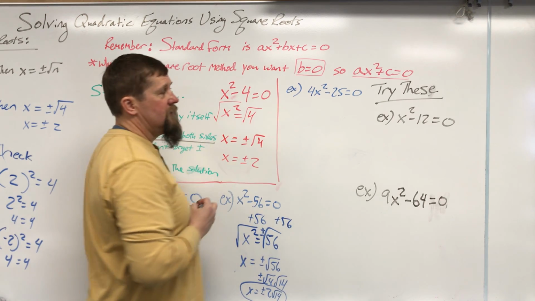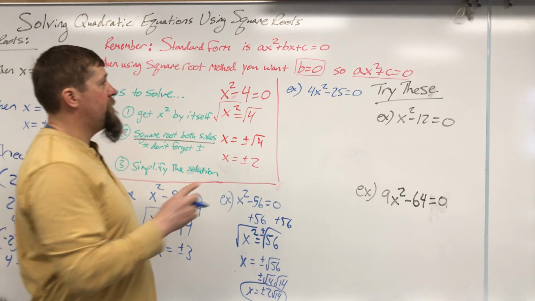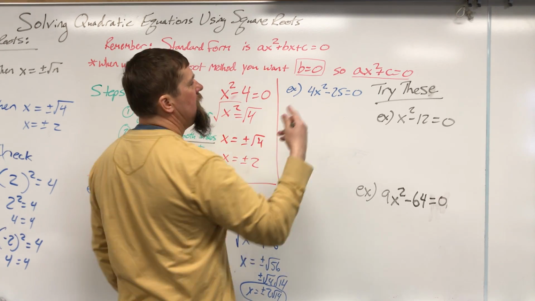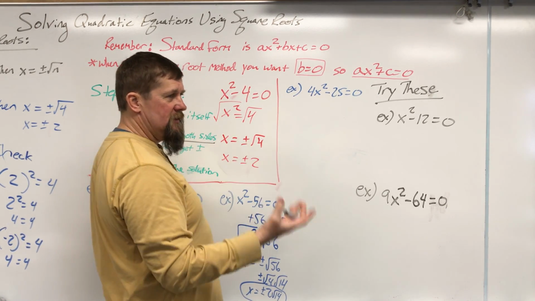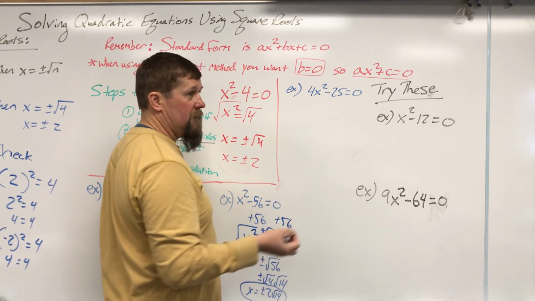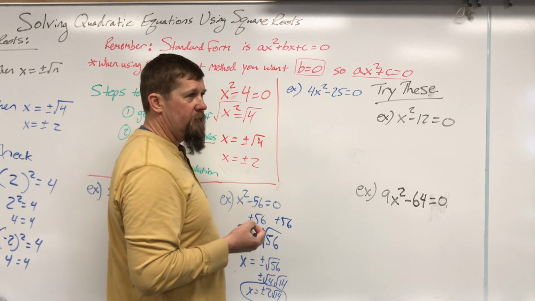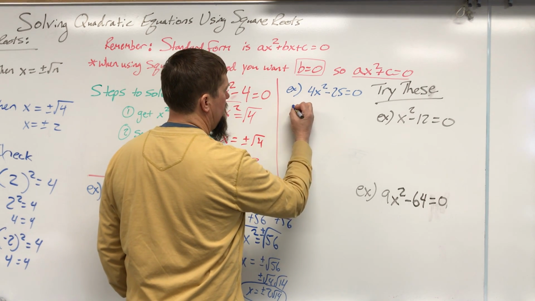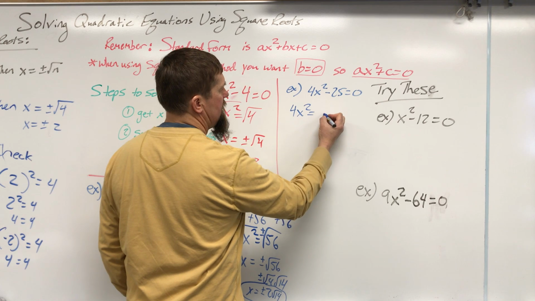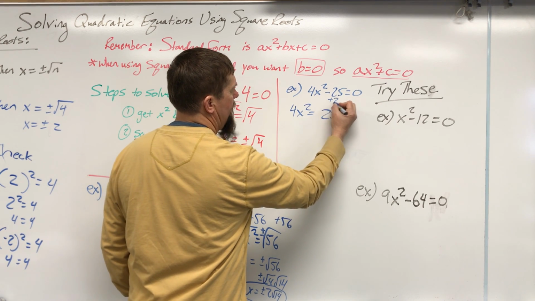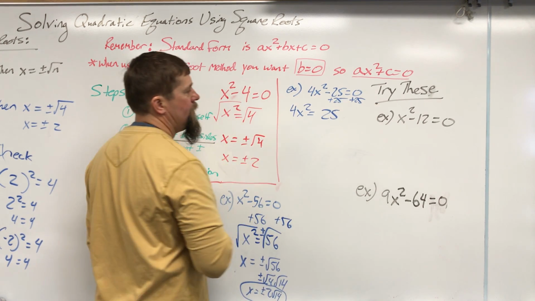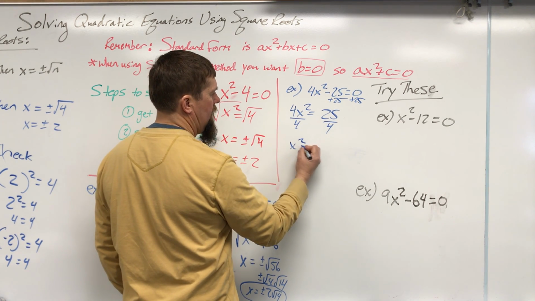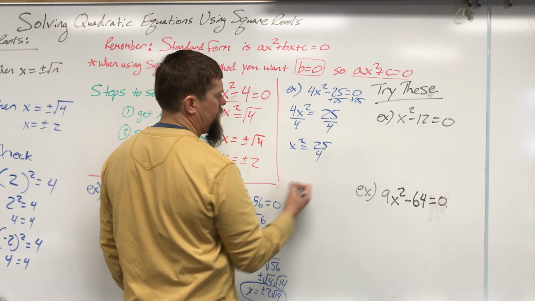4x squared minus 25. You notice I have a number in front of x squared this time other than 1. When that happens, this is a perfect square, which is nice, and I'm going to show you how to solve it with a perfect square. We'll talk about how to solve it without a perfect square later. But at this point, again, we get the square by itself. So we add 25 to both sides. We divide by 4. x squared equals 25 fourths.